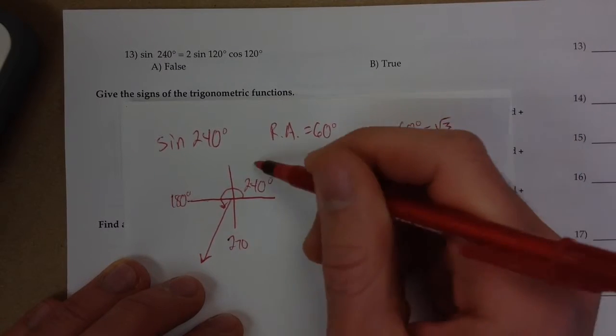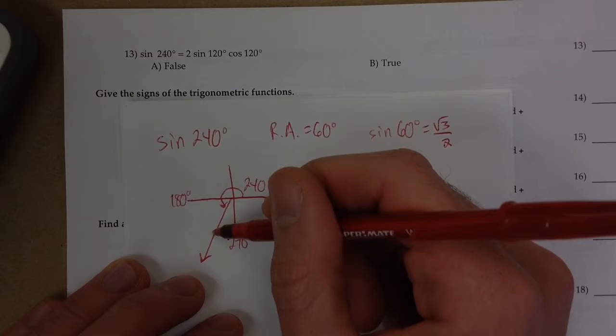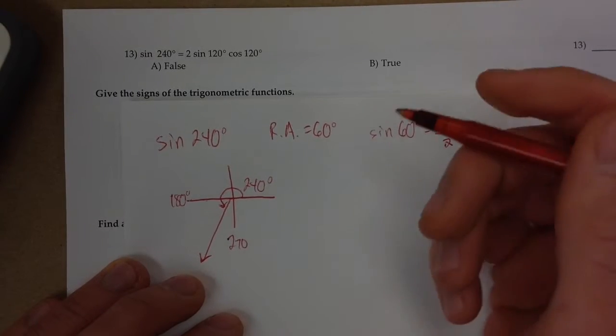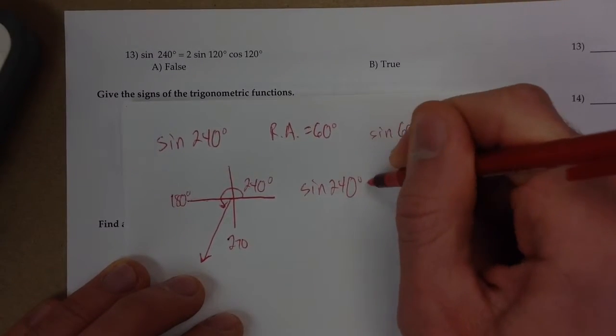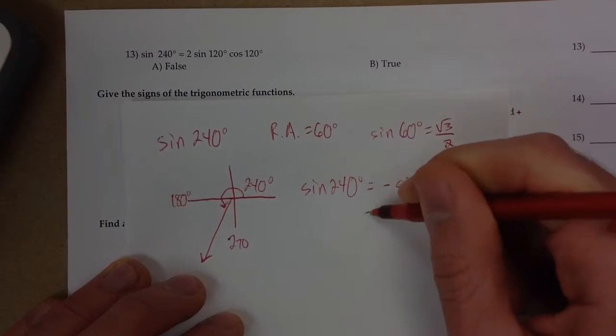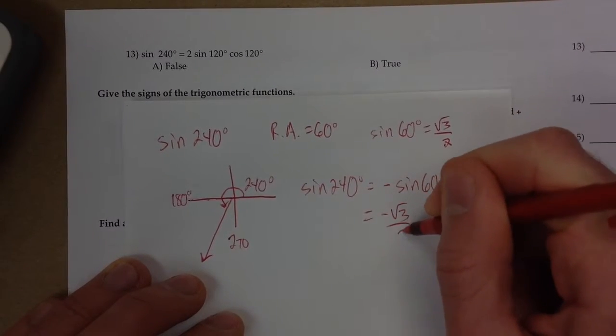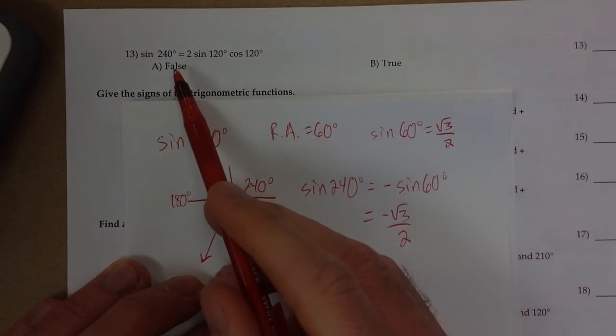You have to know ASTC, or it's helpful. This is the T quadrant, so sine is going to be negative. So the sine of 240 degrees is equal to the opposite of the sine of 60 degrees, or the opposite of root 3 over 2. Okay? You have to be able to do that to answer a question like 13.